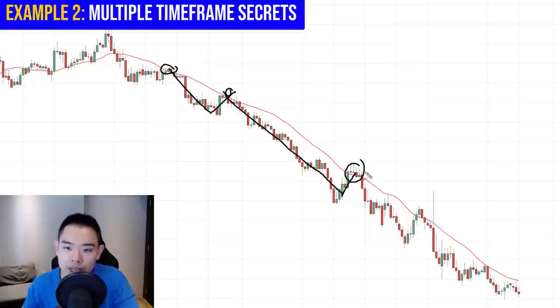Pulls back, tested 3 times, heads down lower. Pulls back, hits, tested 4 times, heads down lower. So you can see that the market clearly respects the 20 period moving average in this instance.